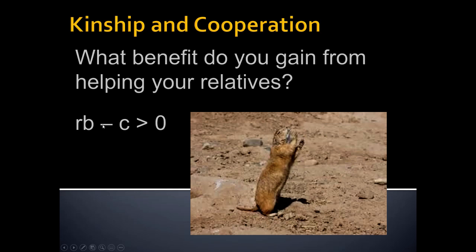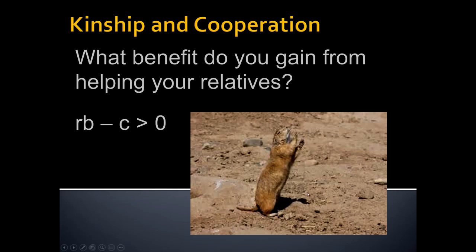So essentially what this equation is saying is that if the degree of relatedness times the benefit minus the cost, if that is greater than 0, then overall there will be a selective advantage for that trait, and that altruistic trait will be selected for and become more and more common in the population until eventually, given enough time, would eventually become fixed in the population. Let me give you one example.